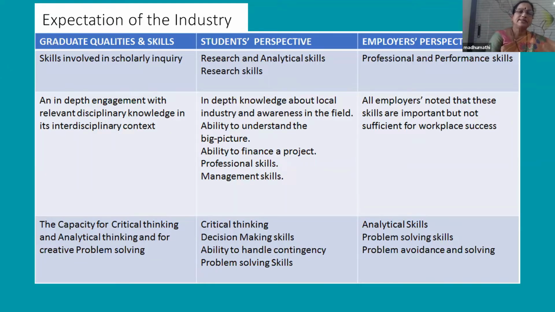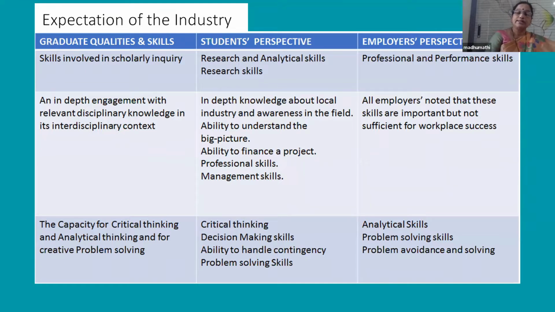Then what is the expectation of the industry, if this is the case? Student qualities and skills are already there: scholarly inquiry, or in-depth engagement with relevant disciplinary knowledge in its interdisciplinary context. The student qualities and skills need to be critical thinking, analytical thinking, and creative problem solving. Critical thinking and analytical thinking mean using logic and applying logical and reasoning thinking together to come out with a solution. This much time a student or an engineering graduate has to spend in order to come out with this skill. Then the student perspective is that if he develops research skills, in-depth knowledge about local industry and awareness in that field, that would give him enough.